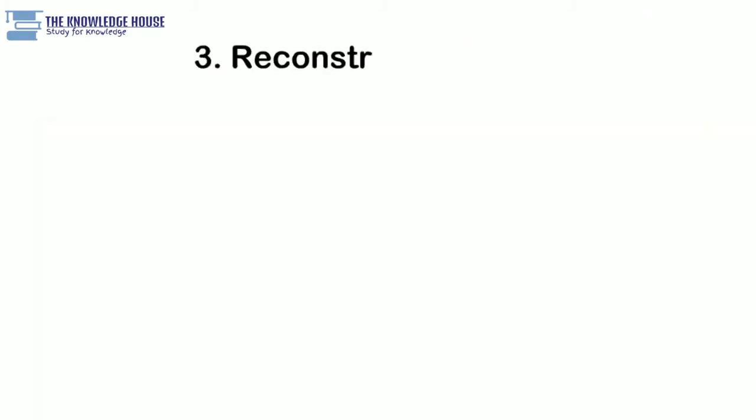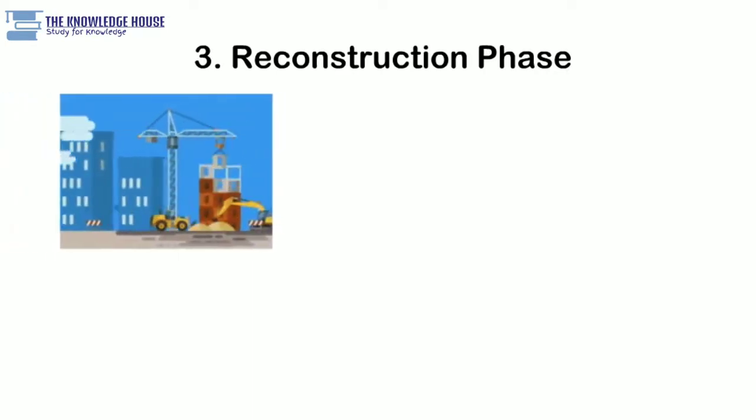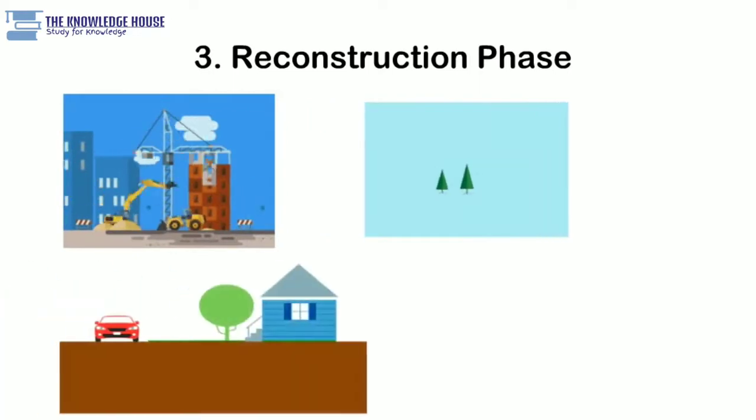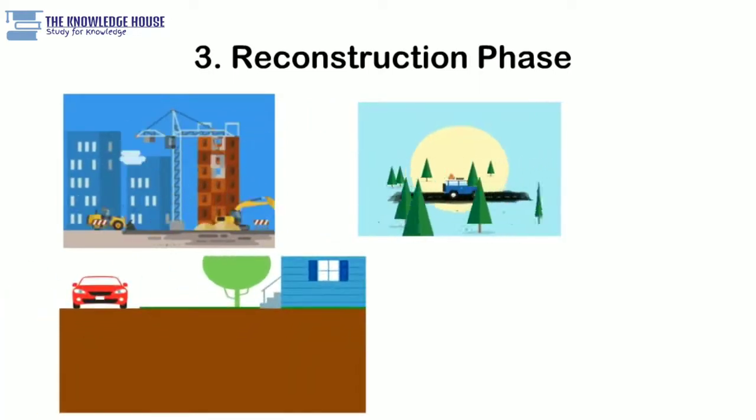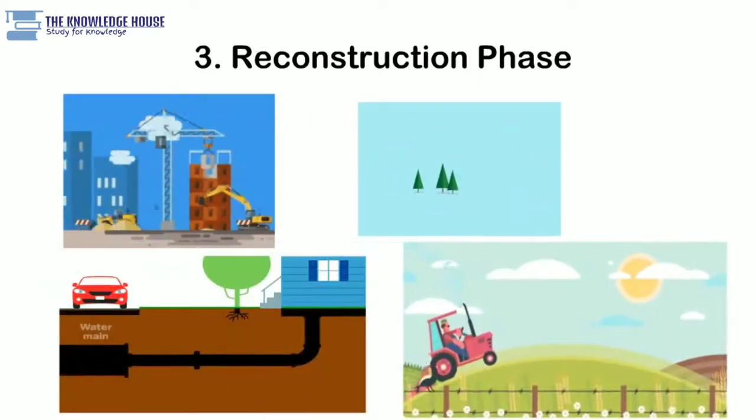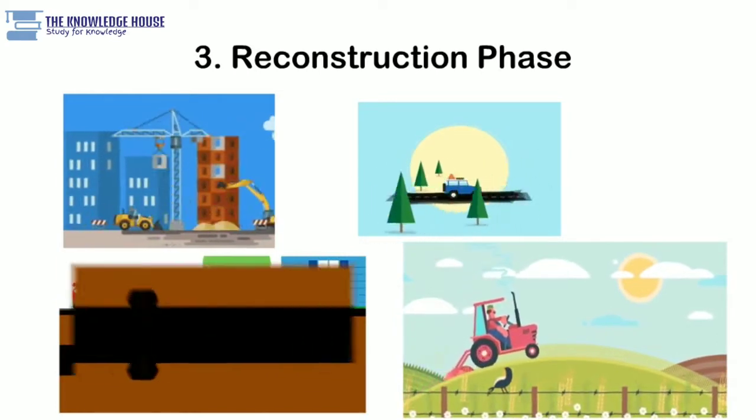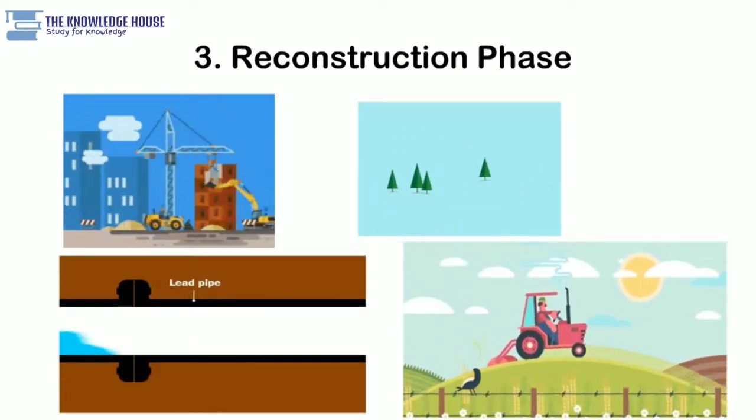3. Reconstruction phase. This is a highly complicated phase. This phase begins in the transitional phase. People reconstruct their buildings, and facilities like roads and water supply are restored. Farming practices are restarted. However, it takes a long time for reconstruction.